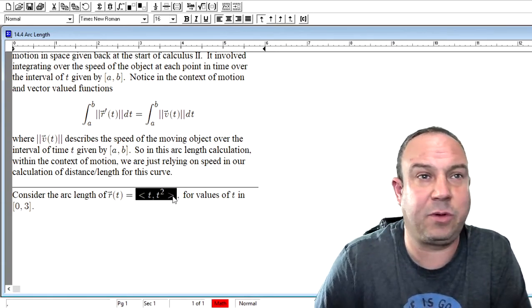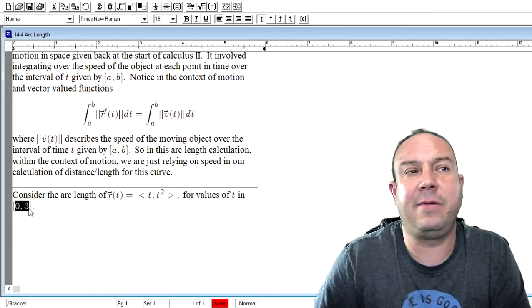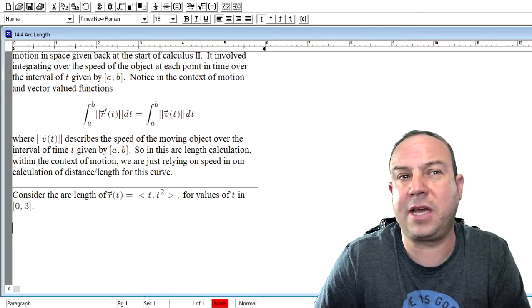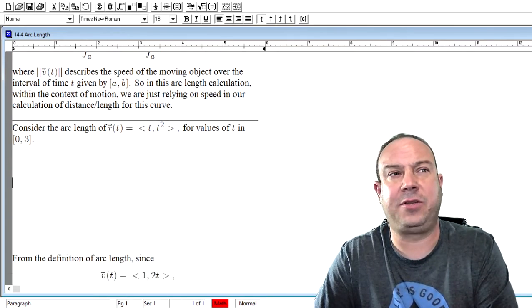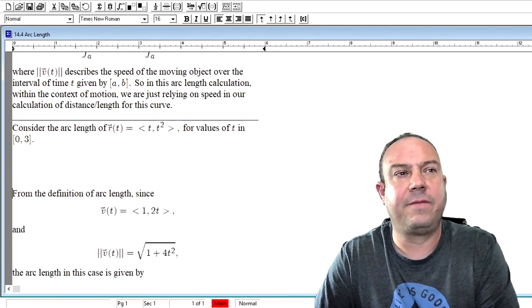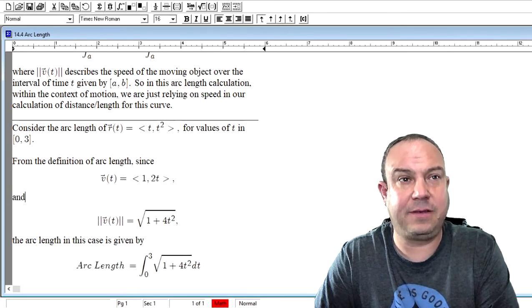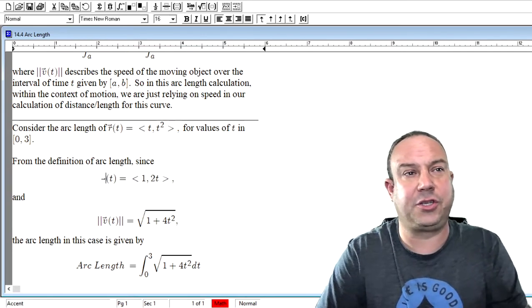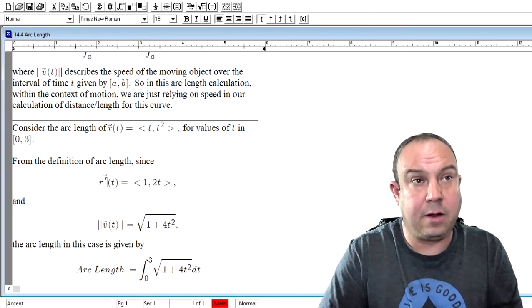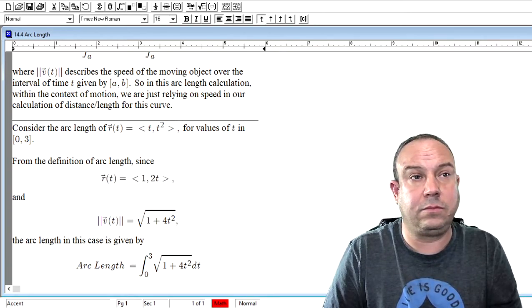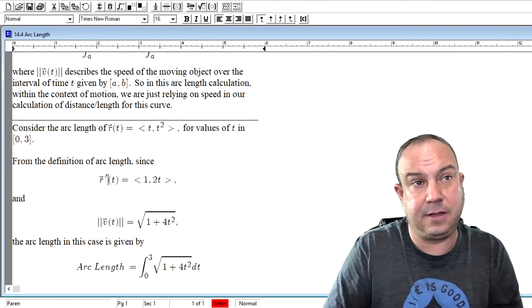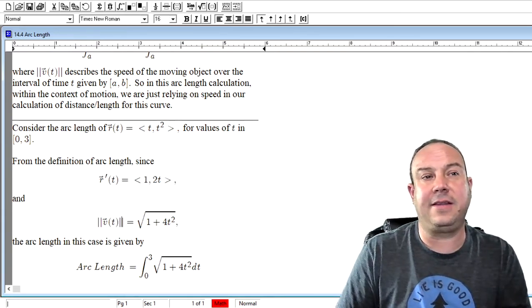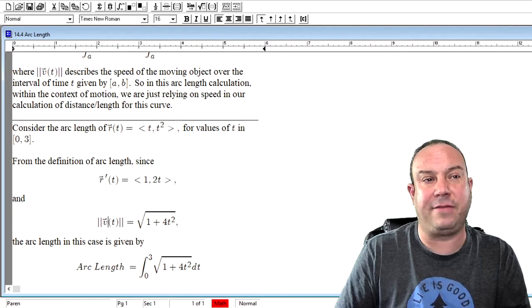If we were to sketch this, we would get a parabolic curve that flows from the origin to the location 3, 9 in space. Right? And would have our rather classical shape to it. Well, from the definition of arc length, I really should have in there r bar prime of t, and then thus the magnitude of that.